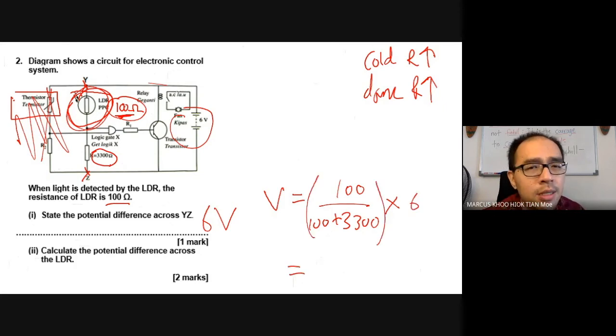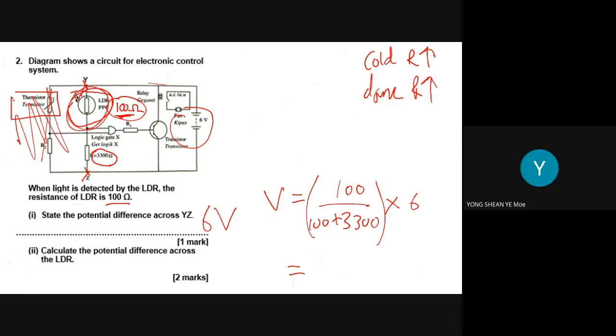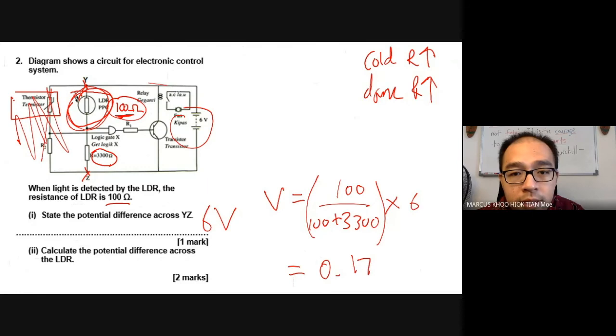The potential divider formula is actually very easy. You just have to know which voltage you want to calculate. How much, please? 0.176 volts.